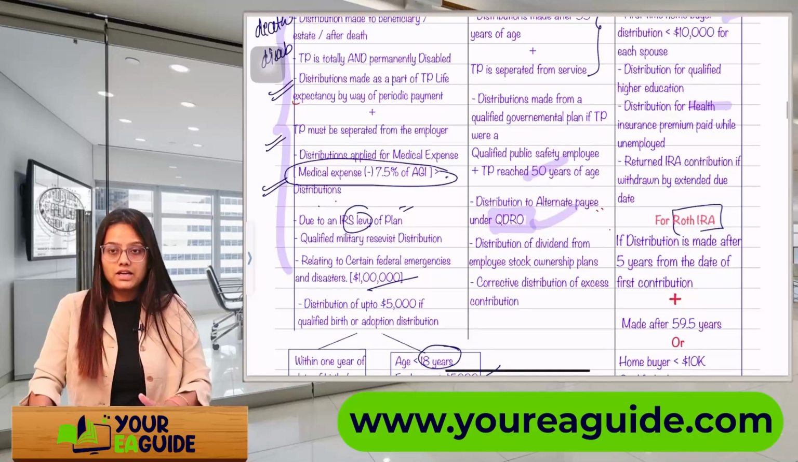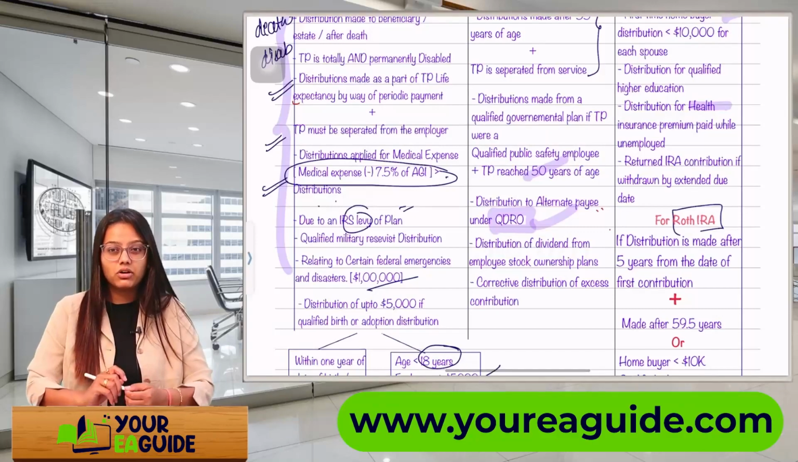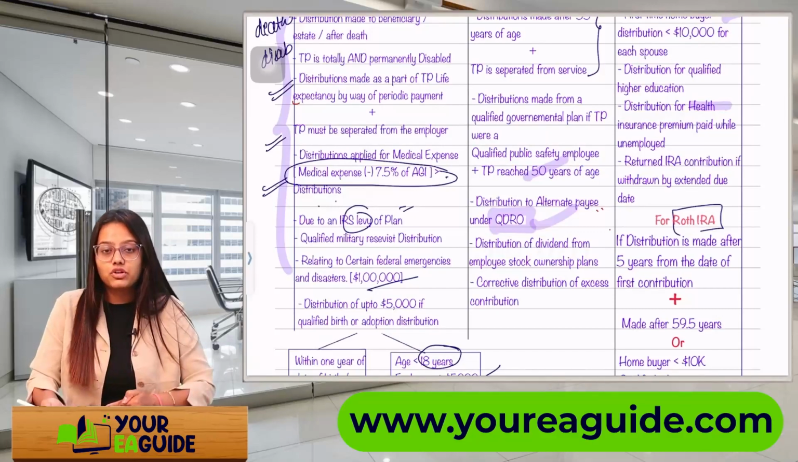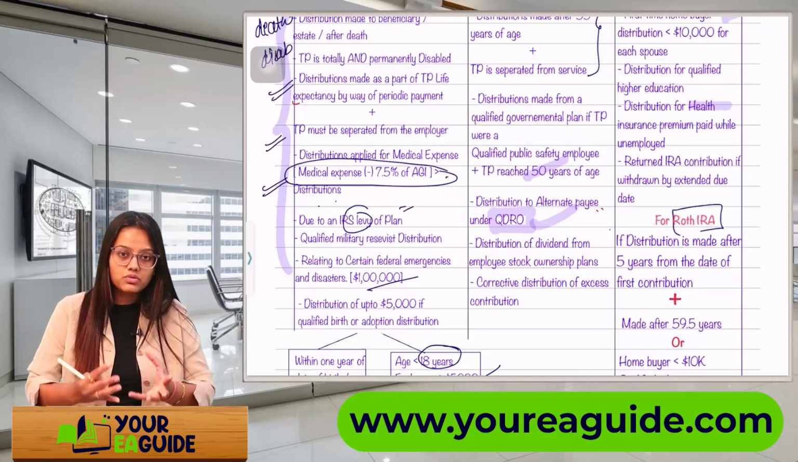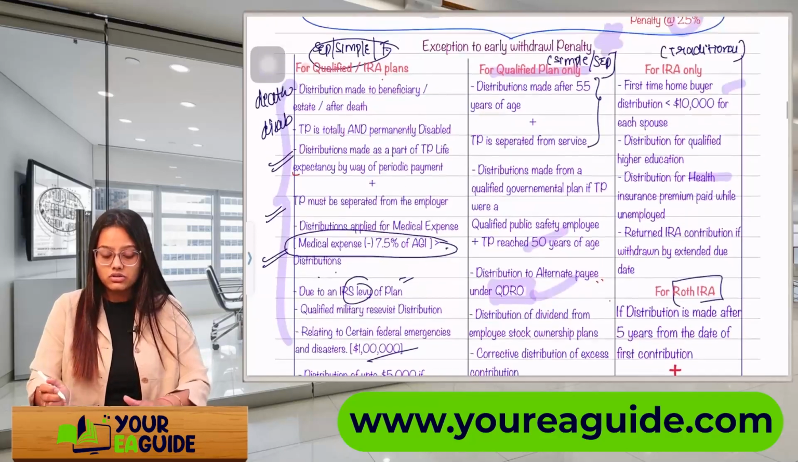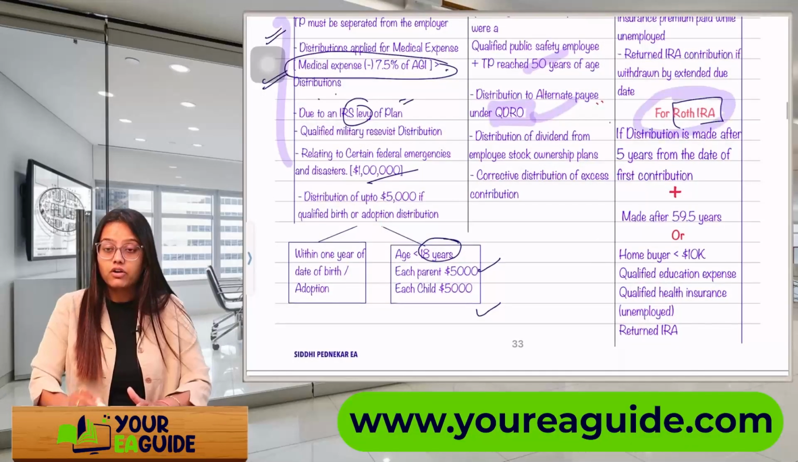Okay, last one is returned IRA contribution. That is nothing but the excess contribution which you have made, you are just withdrawing that, right? So last one is for Roth IRA.